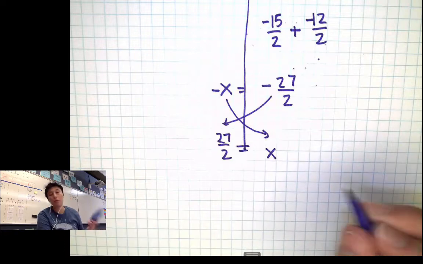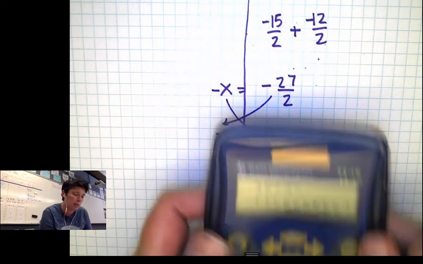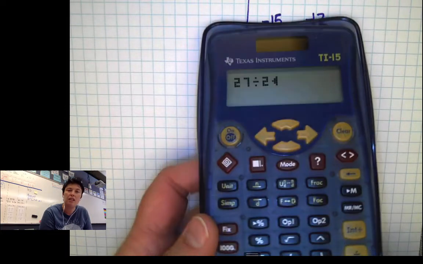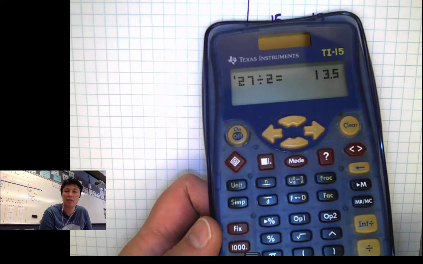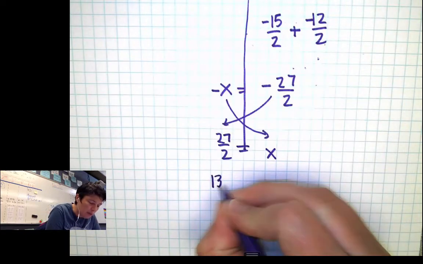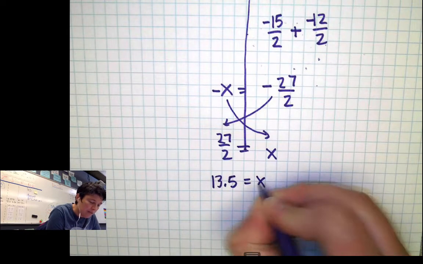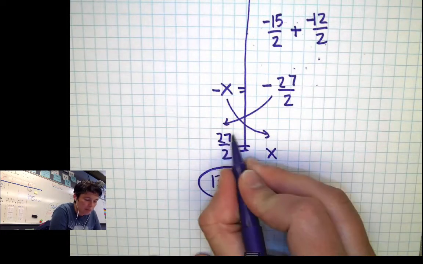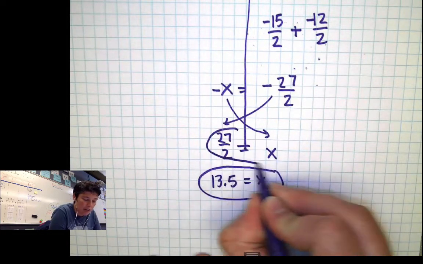27 divided by 2. And if you want, you could divide 27 by 2. You probably don't need a calculator for this, but I'm going to put it in just to show you that if you take 27 and divide it in half, it's 13.5. So our answer is 13.5 equals x. And this is a good answer, but if you actually wanted to stop one step earlier and say 27 halves, you could have done that too.